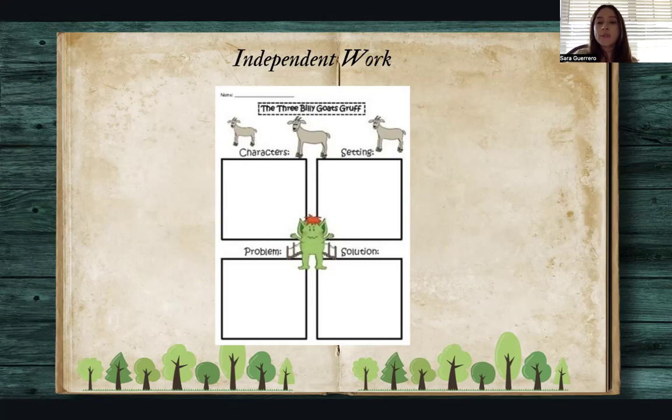And if those finish earlier and want a little challenge, then maybe you can write an alternate ending. Alternate ending means the ending that is different than the one that actually happened. So maybe you could create one.